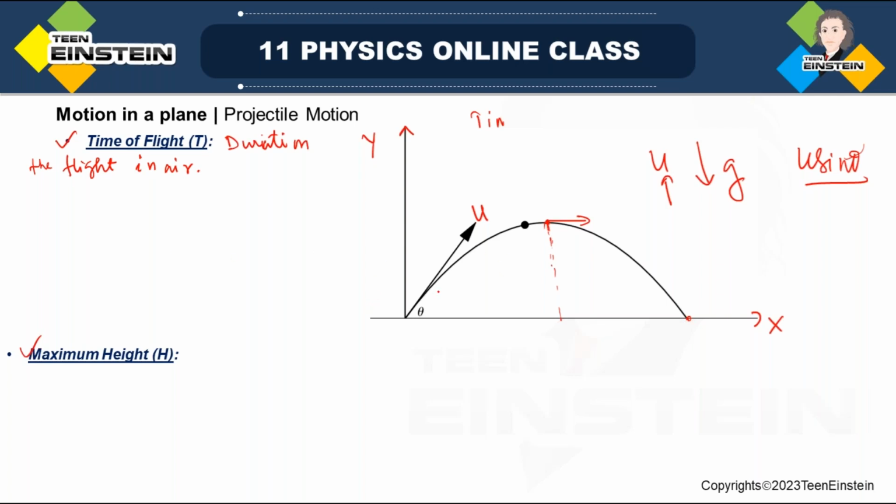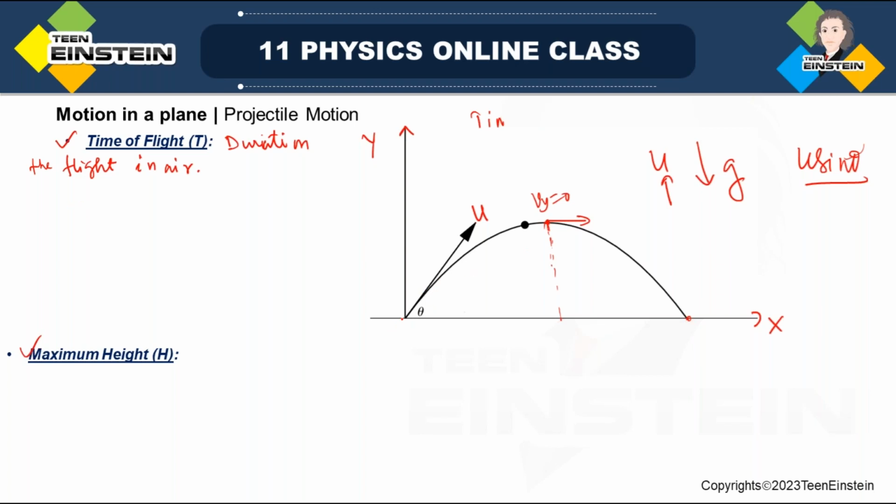In between, the particle goes up, losing velocity gradually, and comes to rest here in the vertical direction. So the velocity in the vertical direction, vy, will be 0 for the time being. Just after that maximum point, it starts moving vertically downward with increasing velocity. So how do we find the time of flight?